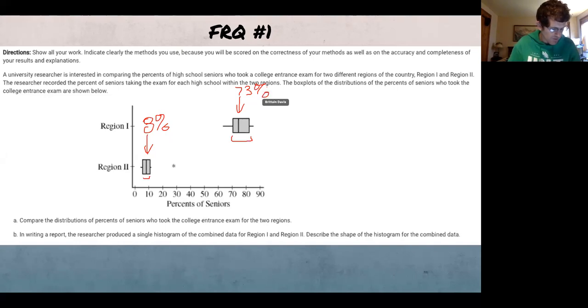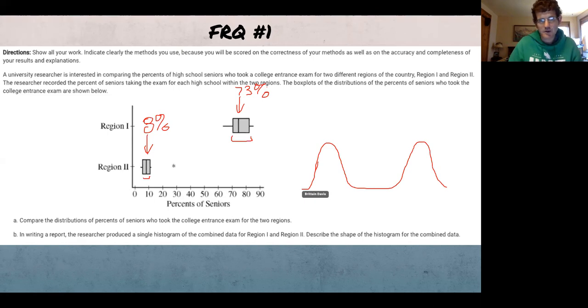Okay, so that's just the comparison. And is there anything else? I think you could maybe work with that. If you combine these two, what would it look like? Well, the combined histogram would probably be bimodal. So there we go. That's part B.